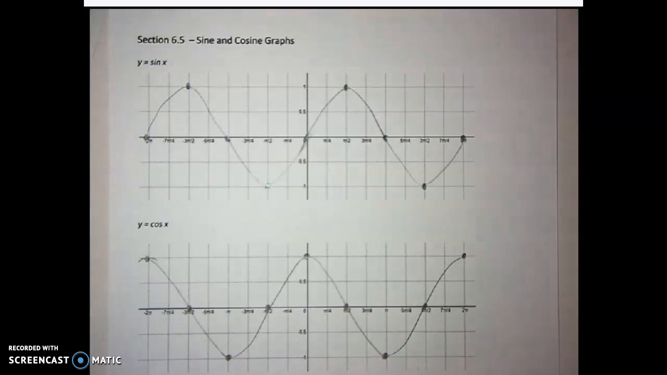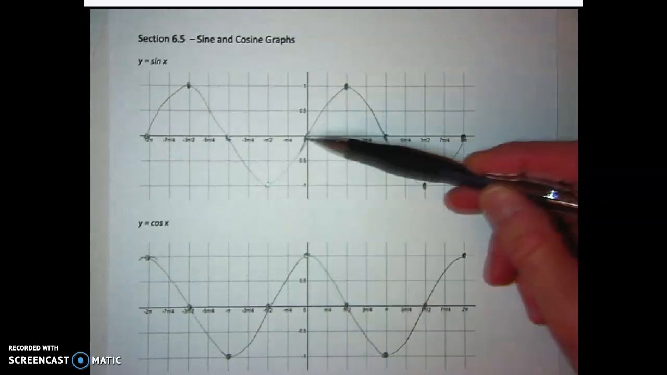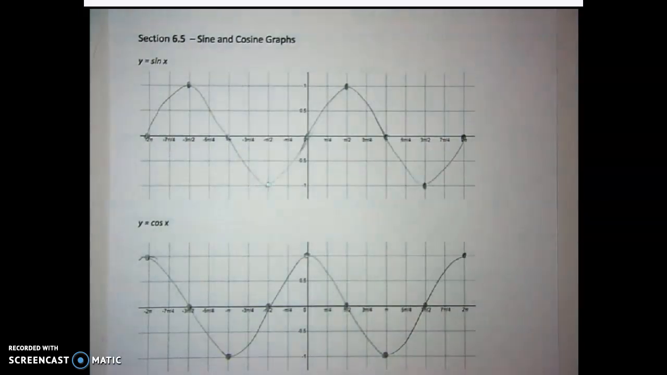Section 6.5, the sine and cosine graphs. We've looked at and talked about the sine and cosine functions in terms of the unit circle, and if we think about the quadrantal points, so the points on the x and y axis that make up that unit circle, all I've done is plotted those points and I've connected them with a smooth curve. And so we've talked about what the graph of the sine and cosine look like on the coordinate plane, and there it is again as a refresher.